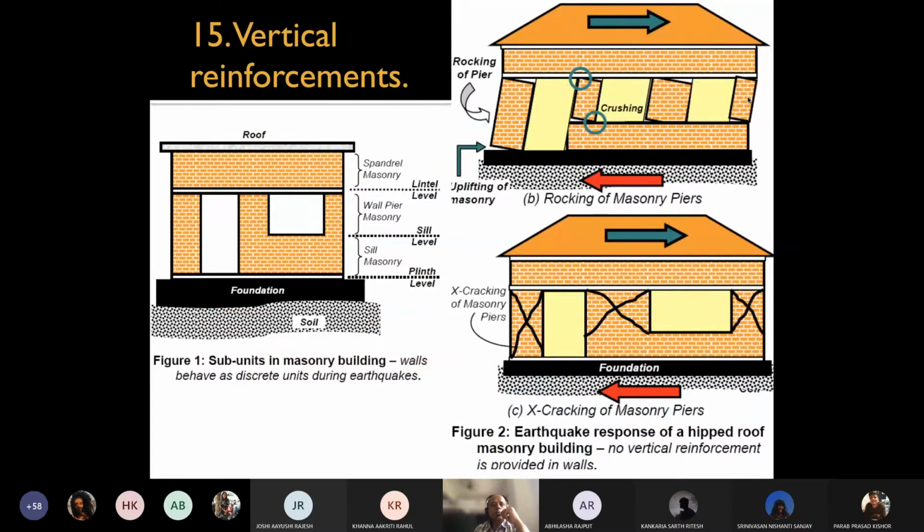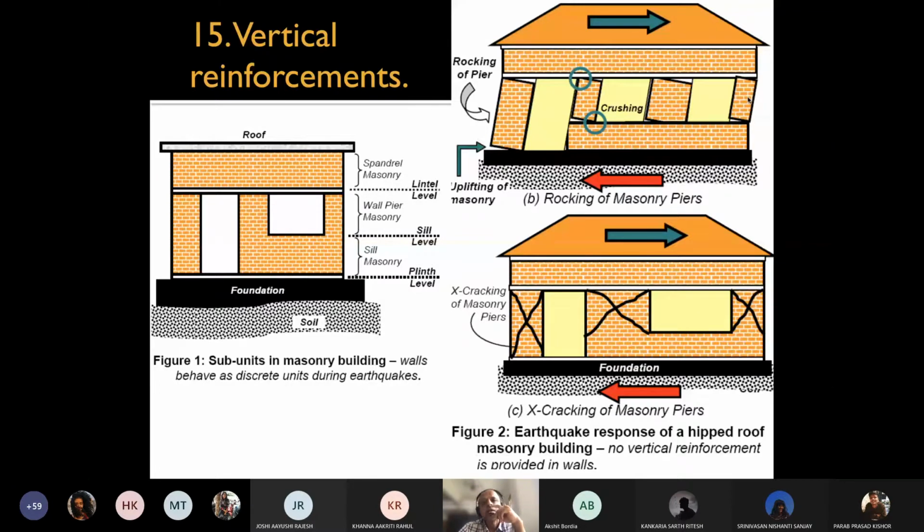Now, even with the lintel band, how does it help at the time of an earthquake? Assuming that just by providing the lintel band you are making this rigid and there will be no failures, that is not the case. In extreme events, in high intensity earthquakes, it is possible that it will fail. But look at the pattern of failure.